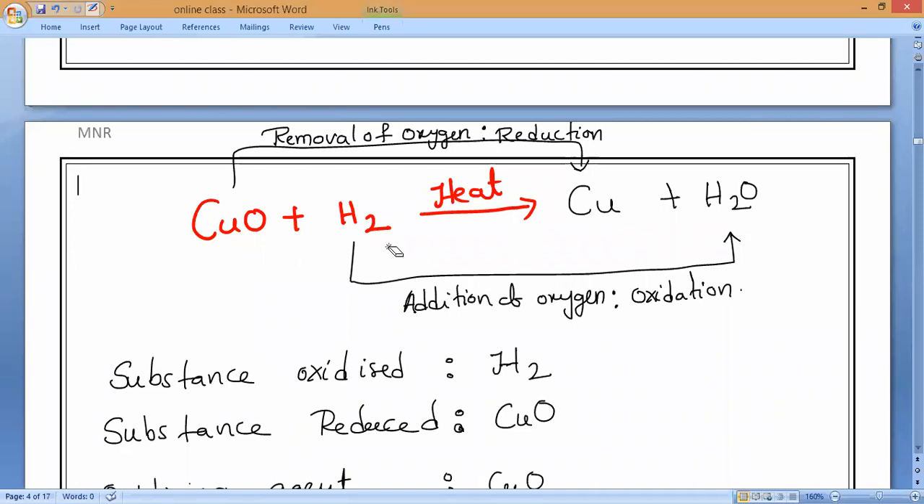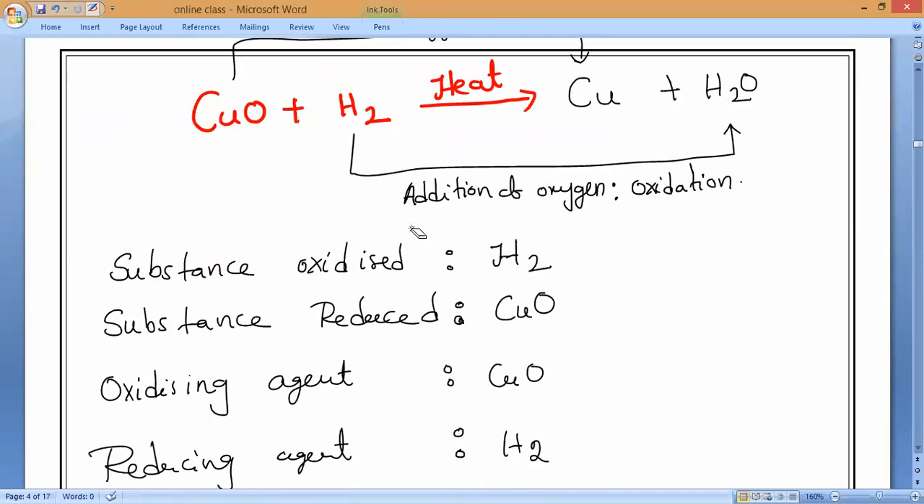So if you take any equation, here both addition of oxygen and removal of oxygen are taking place. So now I can call this reaction a redox reaction. Can I call it or not? Yes or no? Both are taking place, so we can call it a redox reaction. Maunesh, have you understood?